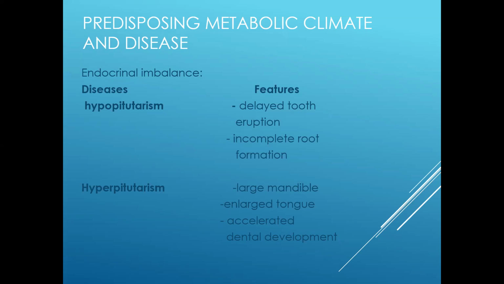Considering metabolic diseases, first we deal with the endocrine imbalances. Here the diseases may be hypopituitarism or hyperpituitarism. Hypopituitarism is shown as delayed tooth eruption or incomplete tooth formation. Hyperpituitarism is often seen as a very large mandible, enlarged tongue, and accelerated dental development.